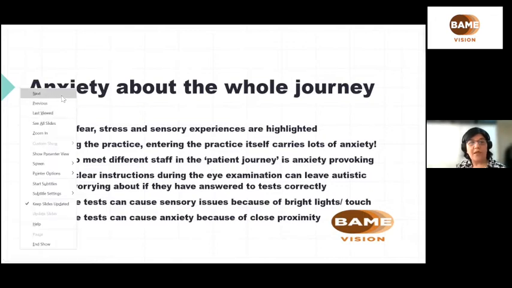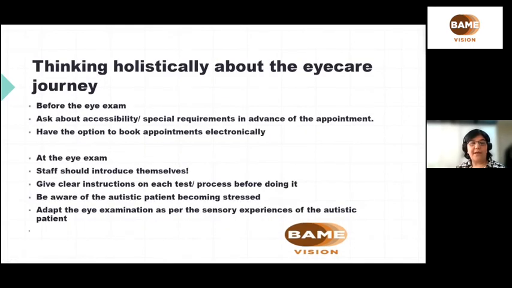Okay. So we're talking about the whole journey. We're talking about holistic eye care, really, and making sure that people can make it as stress-free as possible. So we're talking about before the eye examination, we're talking about booking appointments. Even that can be challenging. Booking appointments is difficult. So if you had online booking, people can choose what they want to do. They may not want to phone up because there's too many options. You go, oh, can you come this day, this day, this day, this day? It's just overload. That's too much.